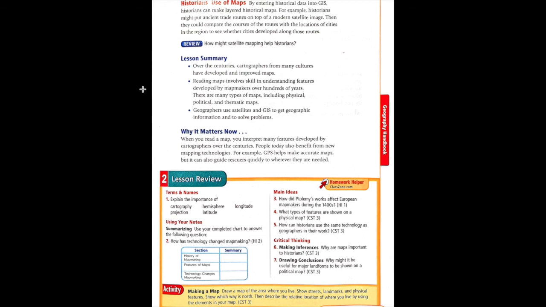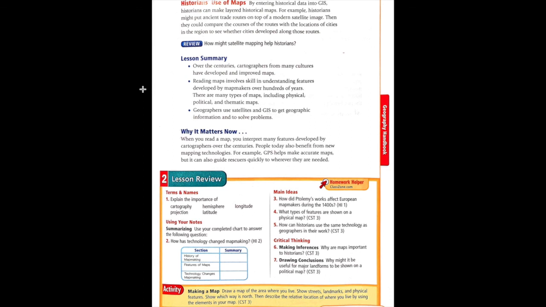Lesson summary. Over the centuries, cartographers from many cultures have developed and improved maps. Reading maps involves skill in understanding features developed by mapmakers over hundreds of years. There are many types of maps, including physical, political, and thematic maps. Geographers use satellites and GIS to get geographic information and to solve problems.